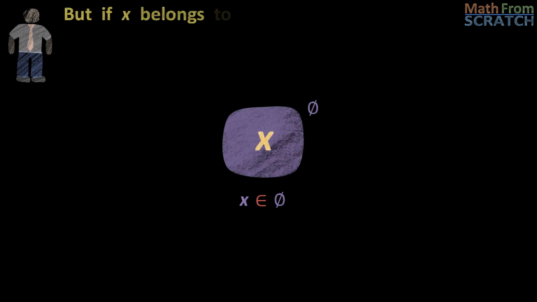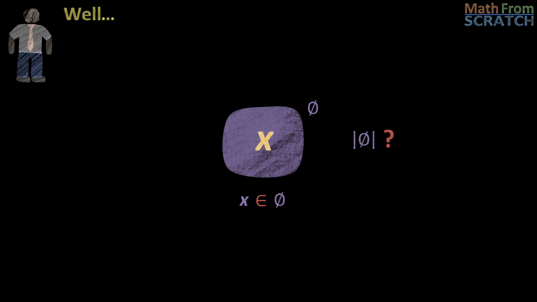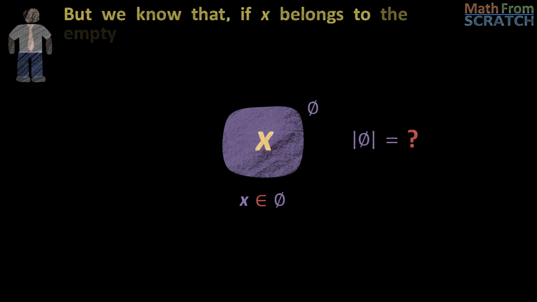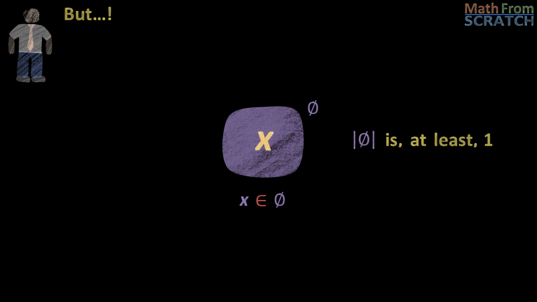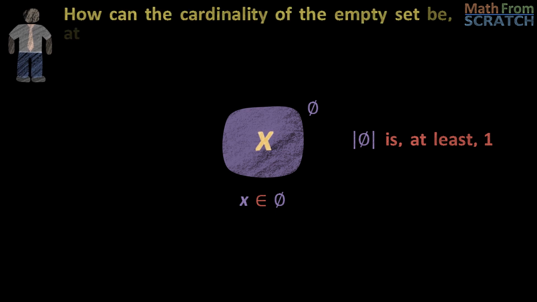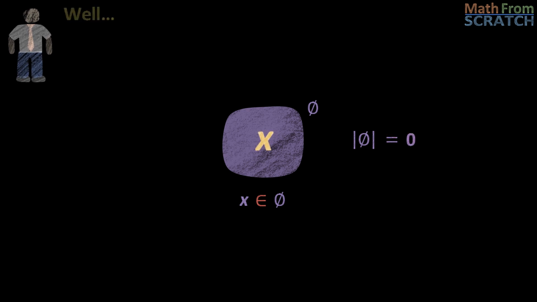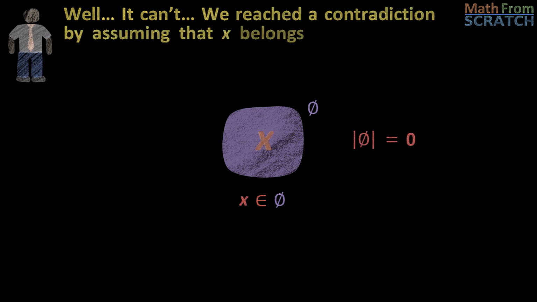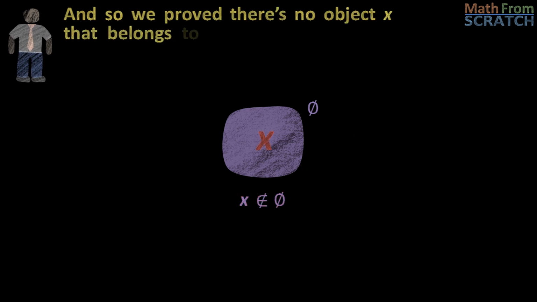But, if X belongs to the empty set, what can we say about its cardinality? Well, we don't know for sure. But we know that, if X belongs to the empty set, its cardinality is, at least, 1. But, how can that be true? How can the cardinality of the empty set be at least 1, since we learned that its cardinality is equal to 0? Well, it can't. We reached a contradiction by assuming that X belongs to the empty set. And so we proved there's no object X that belongs to the empty set.